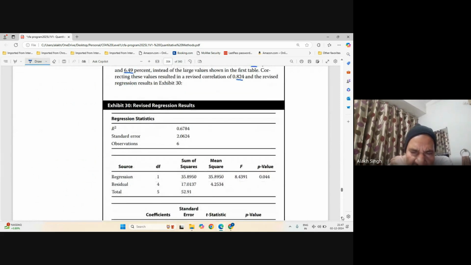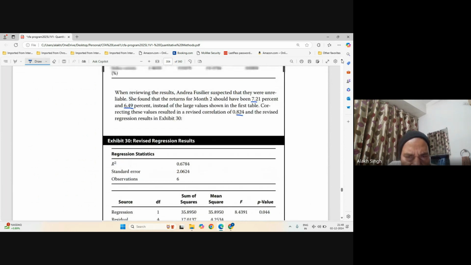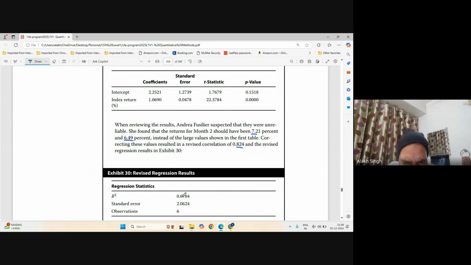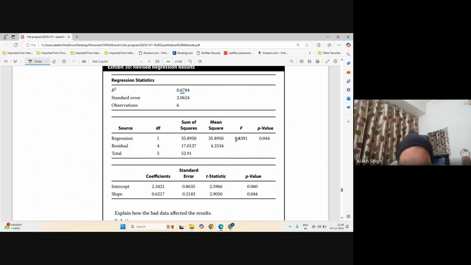So if you have big outliers, then correlation will change. If R changes, then R bar square will also change, F square will also change, standard errors will also change. So your decisions will be wrong. Now, what happened here? R square fell down because correlation fell down to 0.824. So R square is a square of that. It came down much smaller, and then F is only 8.4. Earlier it was 5. P value is 0.04. Earlier it was 0. So all changed.